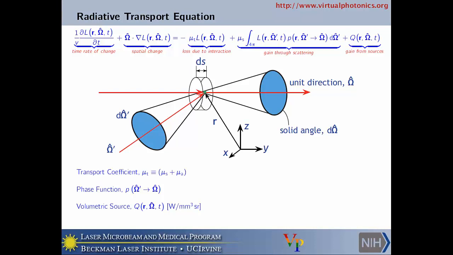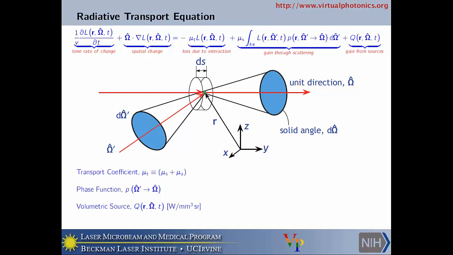On the left-hand side of the equation, we look at local rates of change, both temporally and spatially, and the spatial change is due to the flow of photons along a given direction omega. And so your local or spatial change, you can get through loss due to absorption or scattering of light, and mu t is just the sum of the absorption plus scattering. Absorbed photons are gone. Scattered photons are simply directed into another direction omega prime.